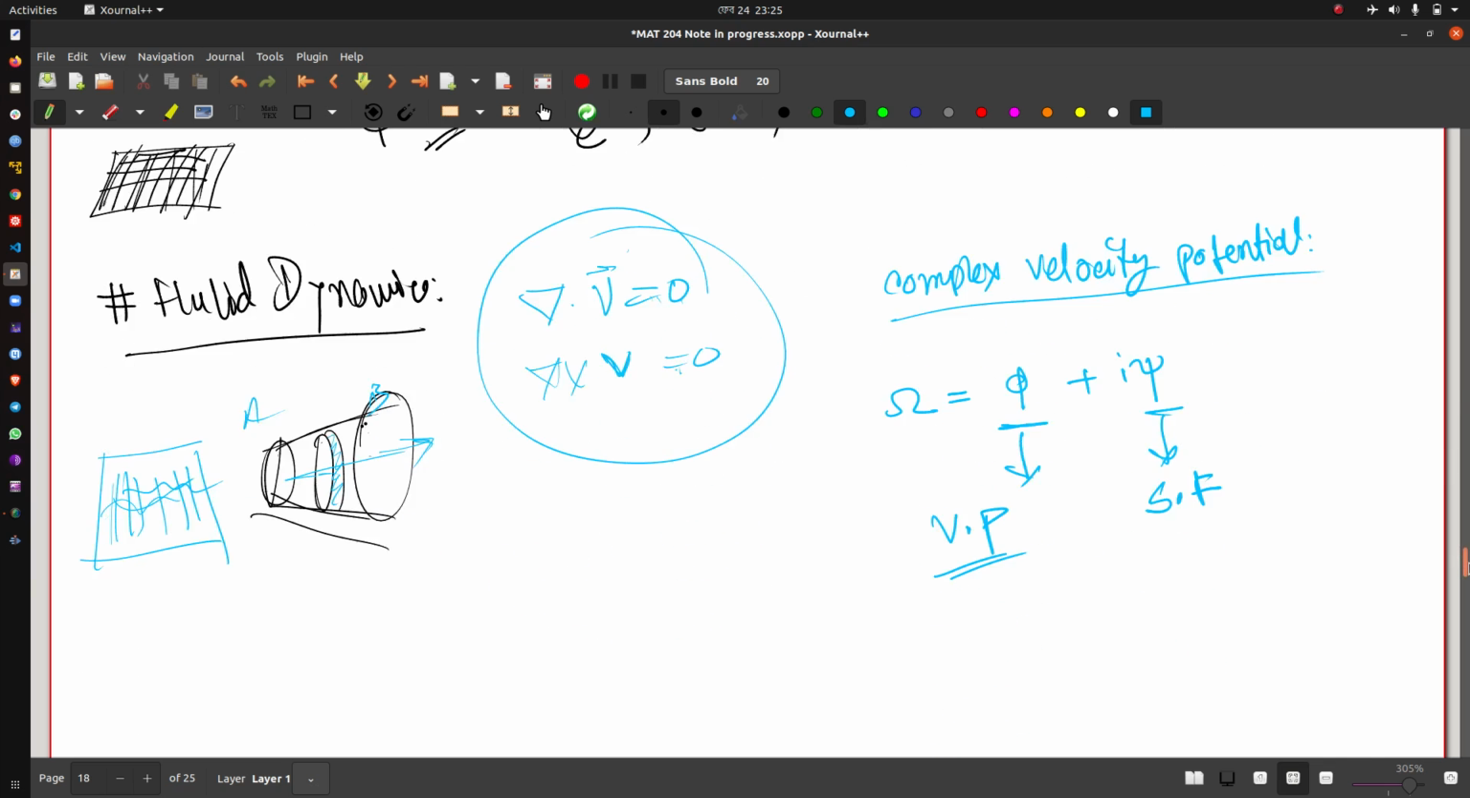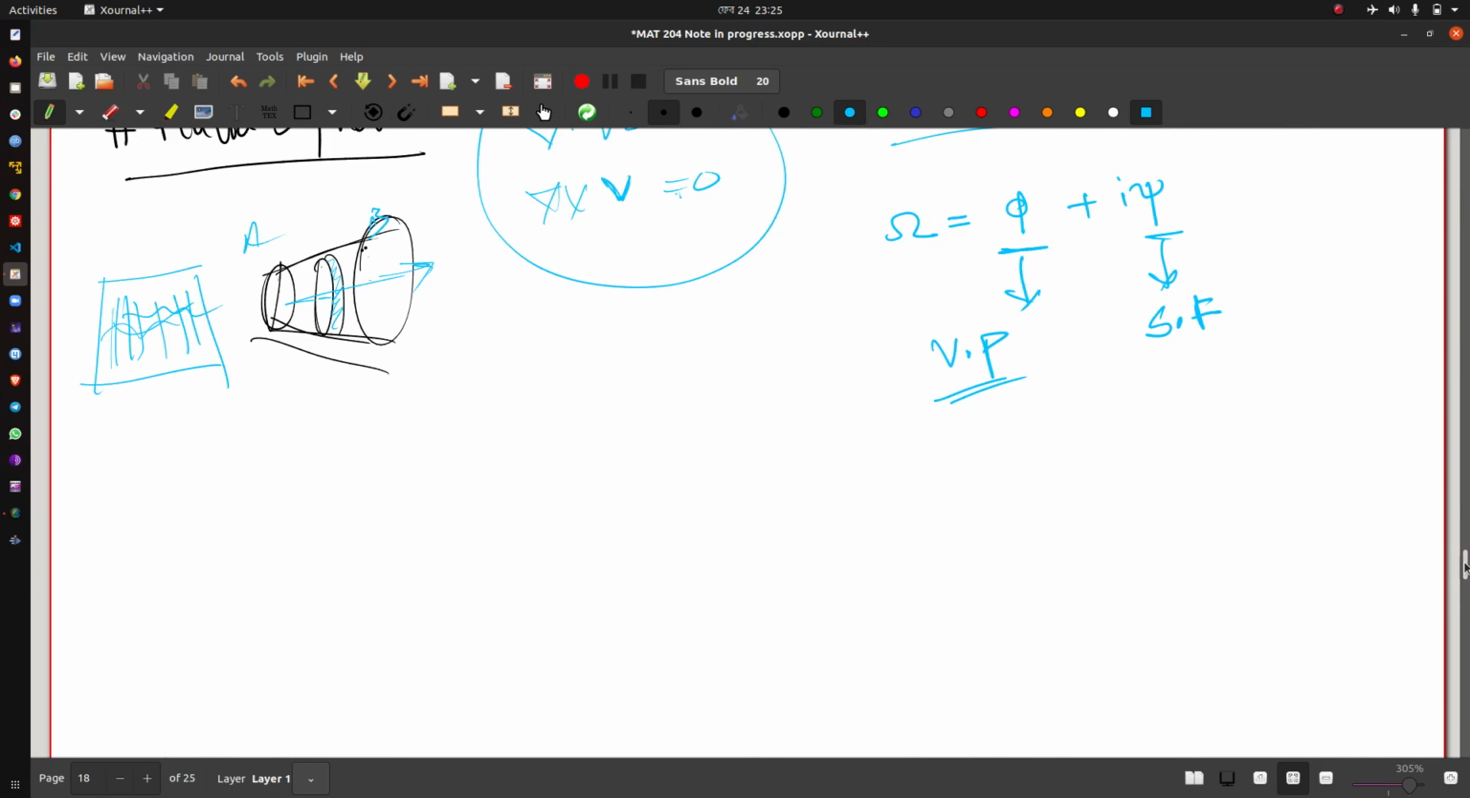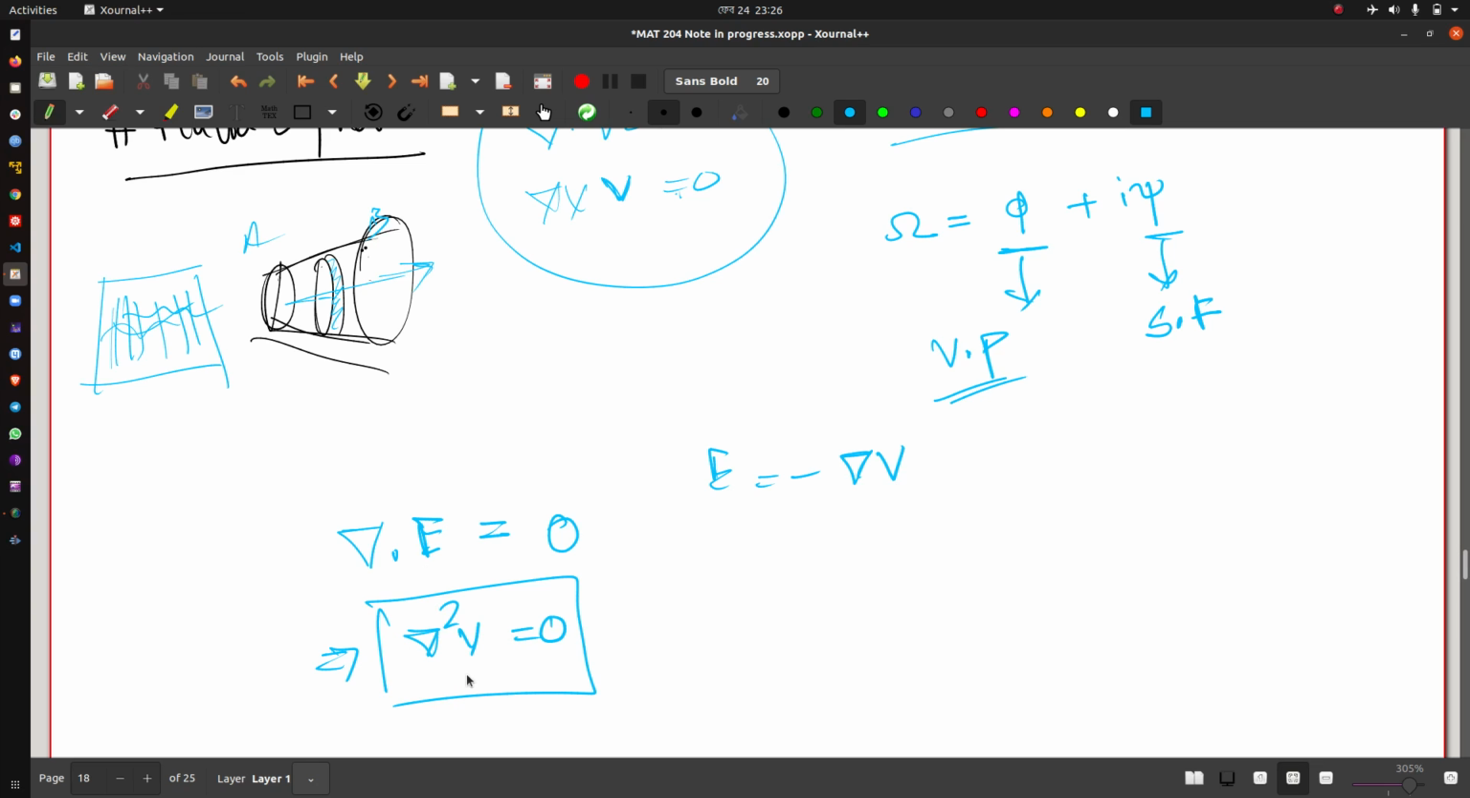In fact, this Laplace's equation also occurs in electrostatics. If you are familiar with Maxwell's equations, let's say del dot E, this is actually Gauss's law, a part of Maxwell's equations. Let's say it's a source-free equation, so there is no source, so the divergence of E would be 0. And if you use the relation that E is the negative gradient of V, which is the electric potential, then this is nothing but del squared V equals 0. So this is also Laplace's equation.